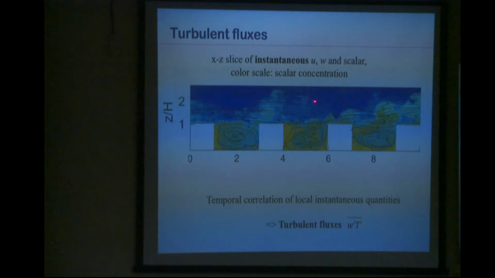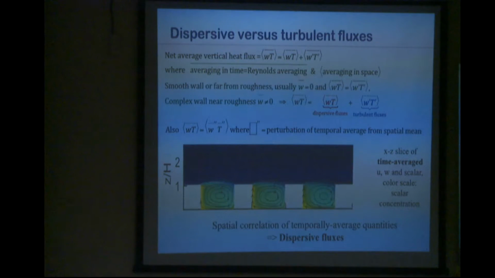And if you're far above, then your turbulent fluxes are homogeneous, and if you measure with eddy covariance, you're measuring the correct average fluxes. Now, however, when you get really close to the buildings, you get something called the dispersive fluxes. What are the dispersive fluxes? In a flow that varies spatially, the net average vertical flux is actually W times T, averaged in time and then averaged in space. This is what the Reynolds average is.